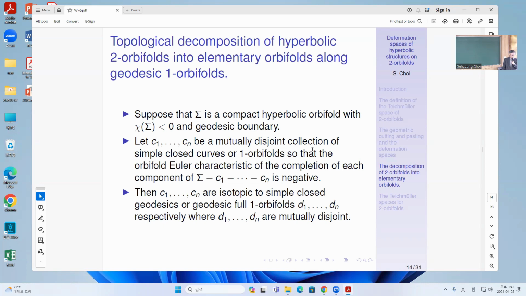Okay, so this is not completely trivial actually, right? Please see my paper with Goldman, and see how I proved it. So of course you can do this. Okay.